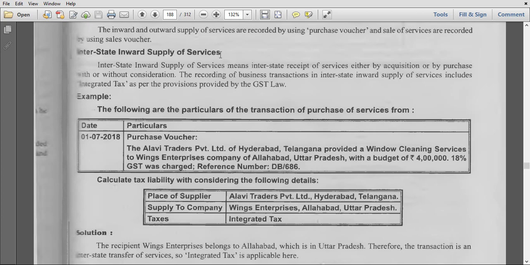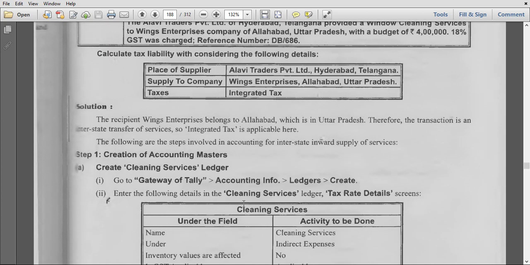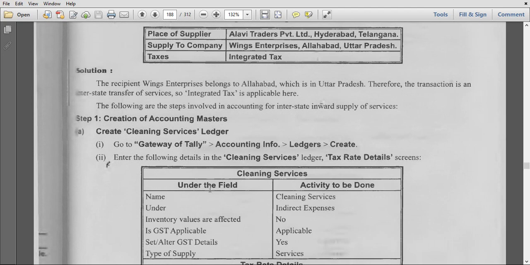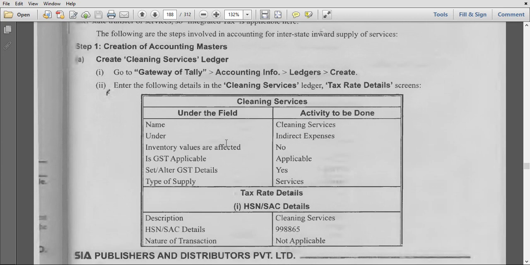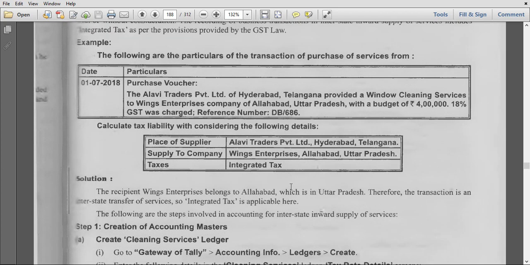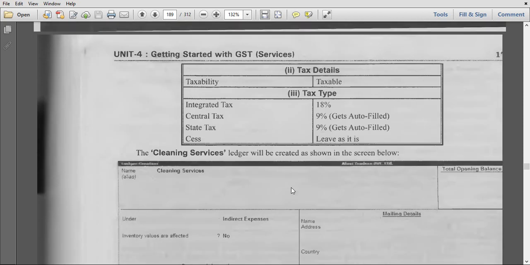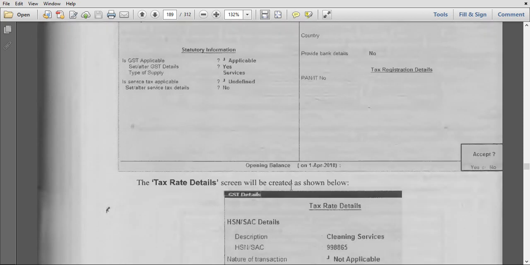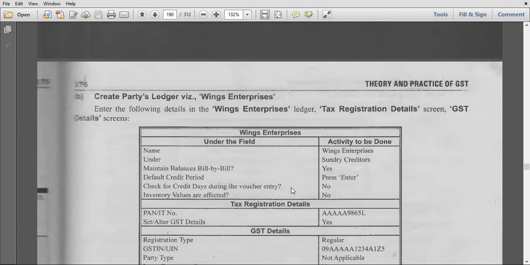So here we are purchasing, we are supplying that to Wings Enterprises, so they will be sundry creditor. So under the cleaning services we have to create. So these are the ledgers. What is the service we have provided? Cleaning services. Window cleaning services will be the indirect expenditure. And one more ledger we have to create, that is Wings Enterprise, that is a party ledger, they will be sundry creditor.